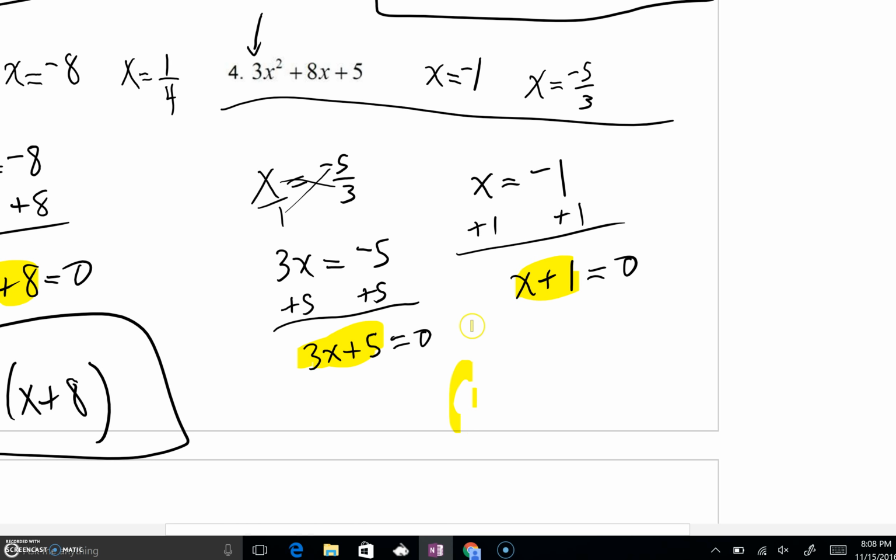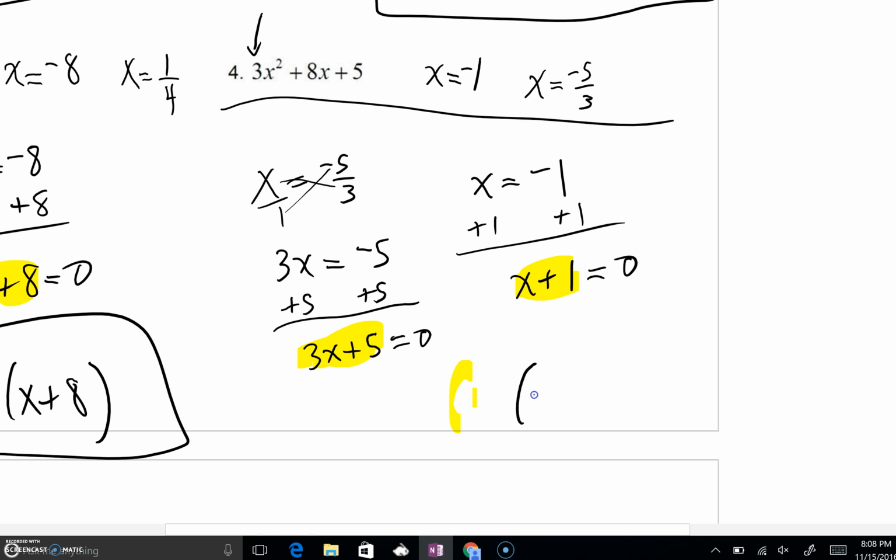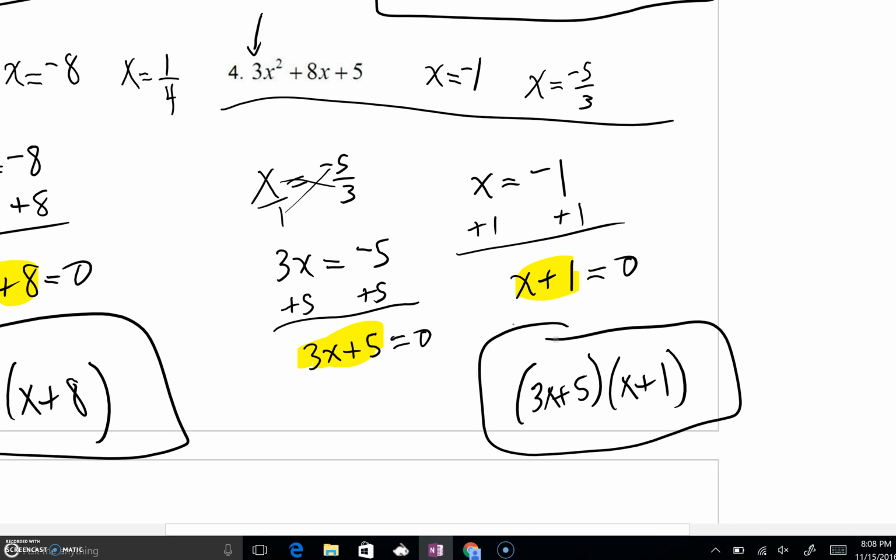Now, you're almost done, but of course you're going to just have to write in the form 3x plus 5 times x plus 1. And again, as always, if you're ever worried that this isn't working out, you can multiply it through, you can FOIL it out, and have the peace of mind of seeing that it works.